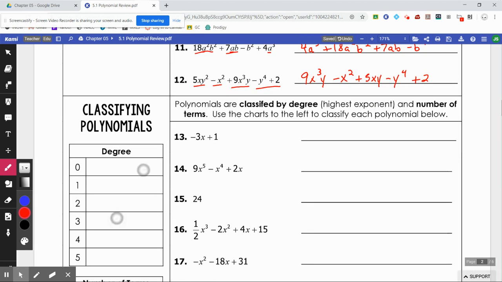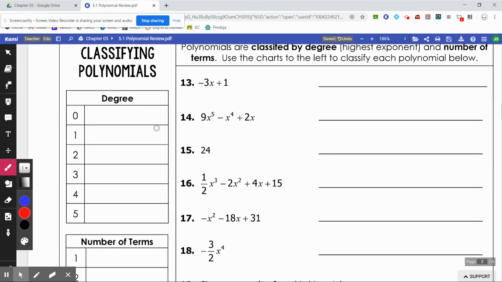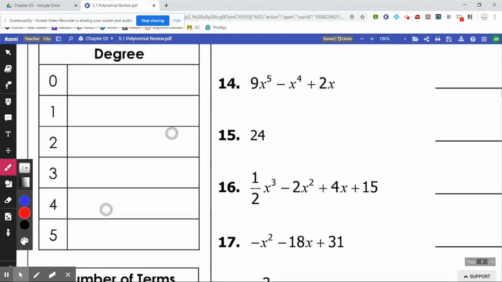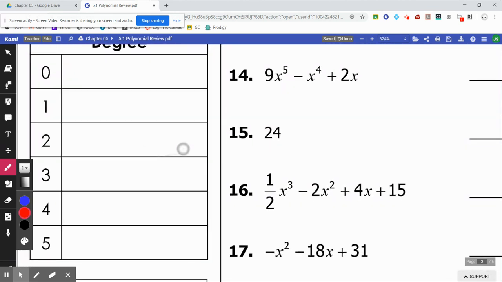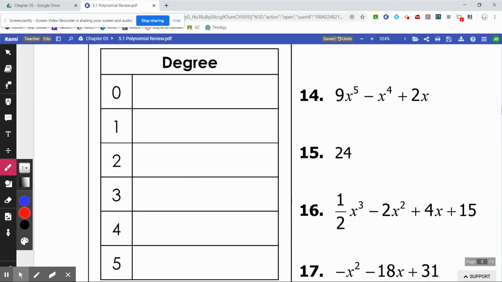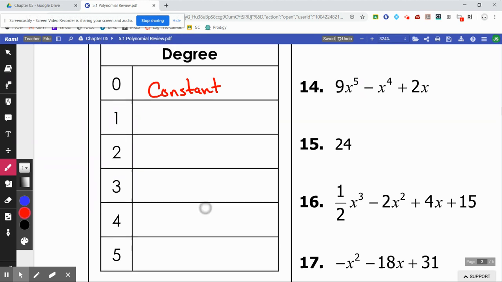Now let's classify these. Let's talk about the different names for my polynomials. Some of these names, again, you've already heard, but based on degrees, based on the highest power of x or y, this is how we classify them by degrees. If your highest power is a 0, this is called a constant. I've already used that word several times. A constant has no x's and no y's. It's just a number, and that number never changes. That's the reason we call it a constant.